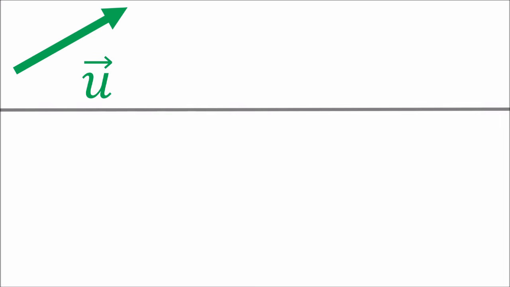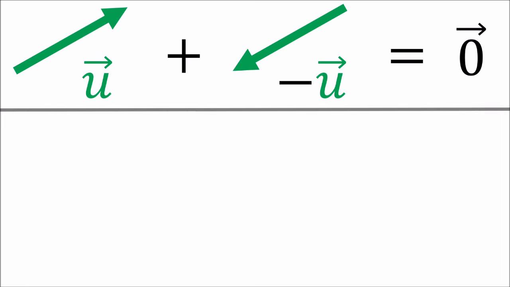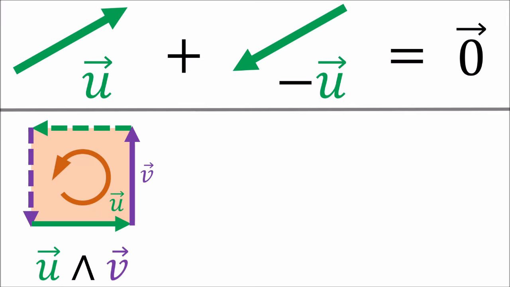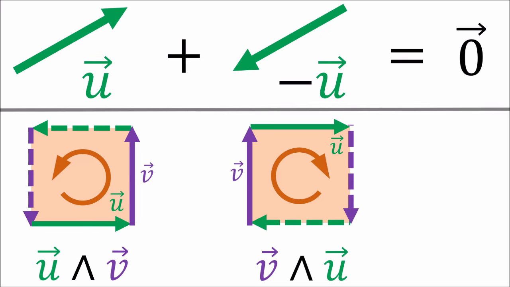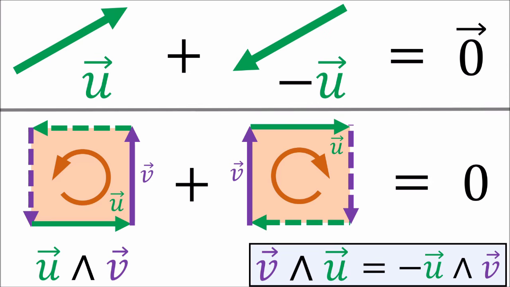When we have a vector u, its opposite, minus u, is a parallel vector of the same length, but pointing in the opposite direction. When we add u and negative u together, we get 0. Similarly, when we have a bivector u wedge v, its opposite, v wedge u, is a bivector of the same size, but oriented in the opposite direction. When we add u wedge v and v wedge u together, we get 0. For this reason, we can also write v wedge u as negative u wedge v, because it's the same bivector as u wedge v, but with the opposite orientation.